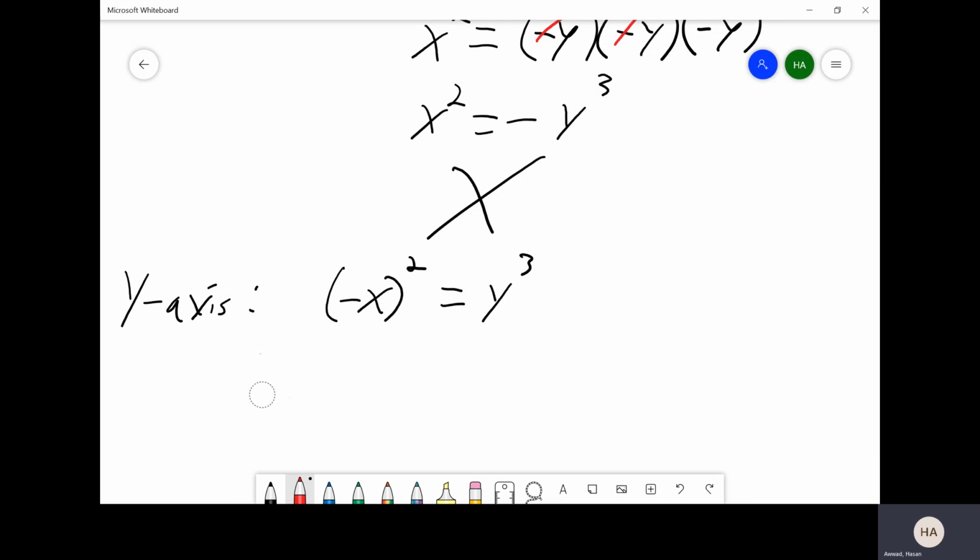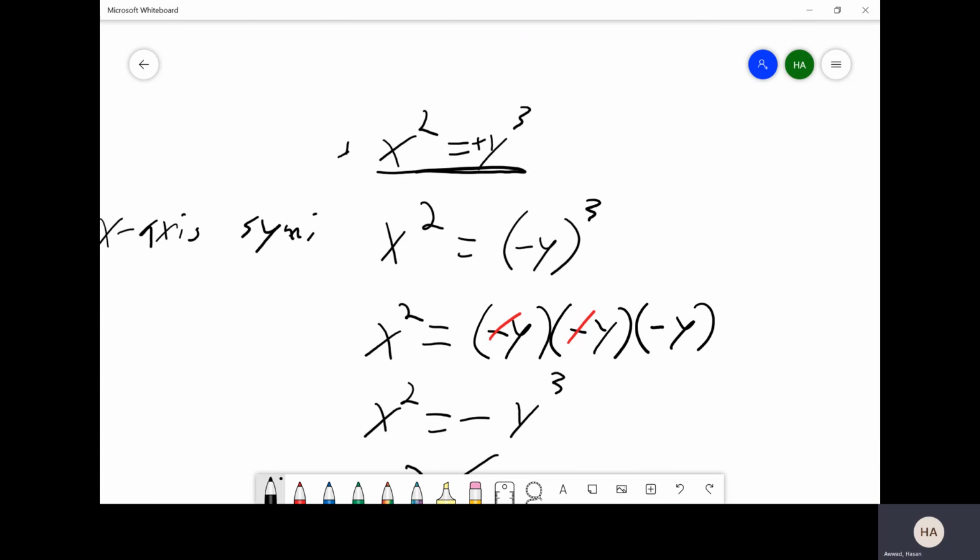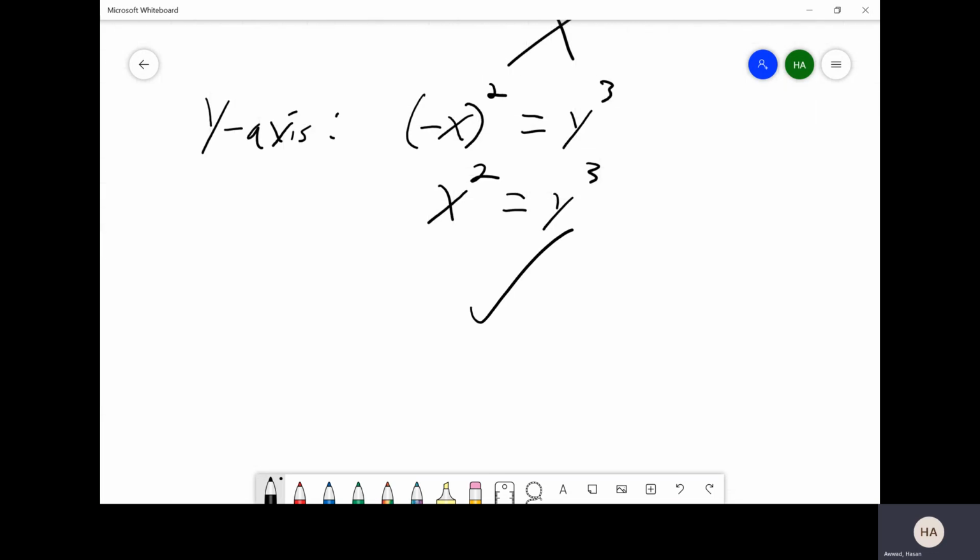Another way to think about it is, well, we already know that any number squared is the same thing as that negative number also being squared, right? 2 squared gives you 4, the same way that negative 2 squared also gives you 4. So we already know that negative x squared is still going to return x squared, positive. And because we haven't touched y cubed, it's still y cubed. And oh yeah, look, we get the same exact equation that we started with. x squared is equal to y cubed. So yeah, it is in fact symmetric about the y-axis.